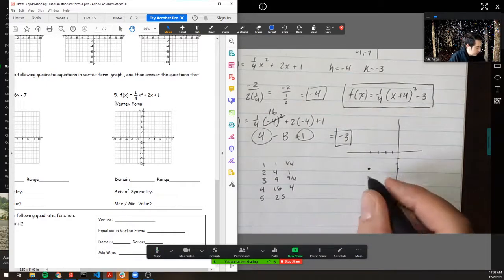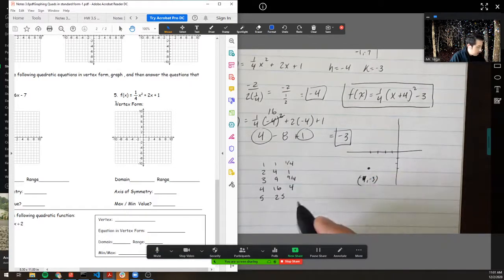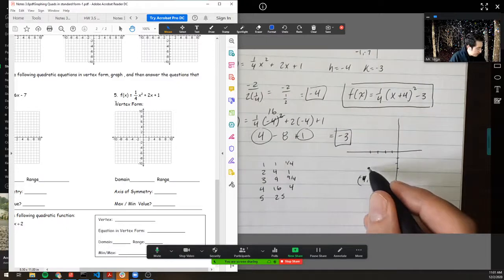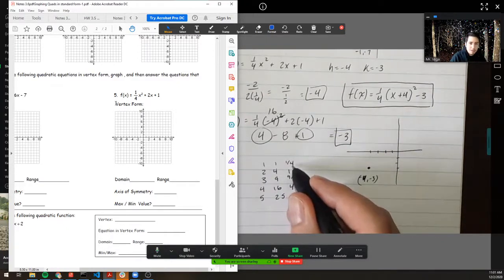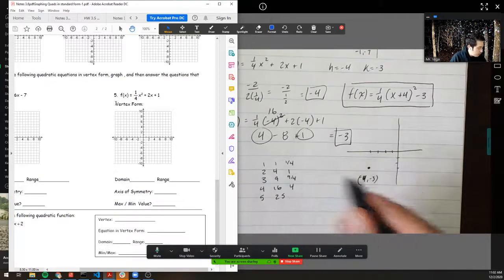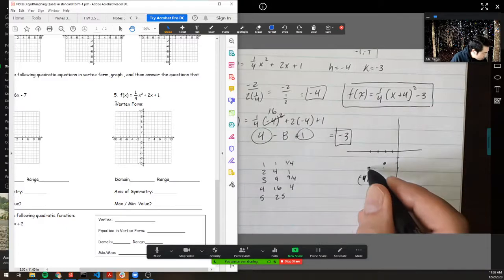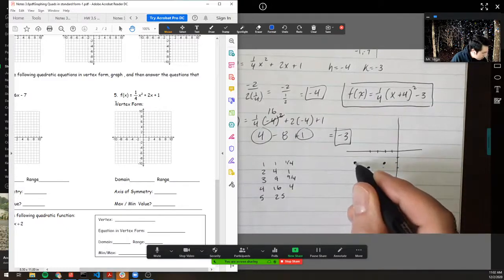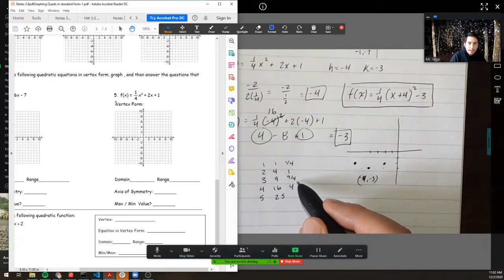So here's my vertex, that's -4, comma -3. Opening up. So from the vertex, I can go over 1 up 1/4. That's kind of hard to graph, but I could go over 2 up 1, both directions. I can go over 3 up 9/4, which is 2.25. It's a little bit hard to graph that, so I'm going to skip that. I'm going to go over 4 up 4.